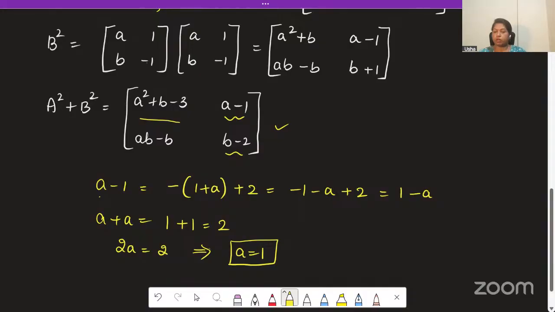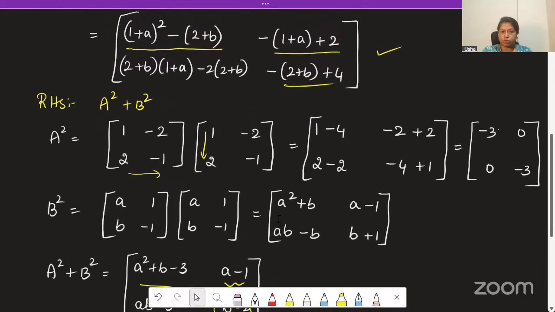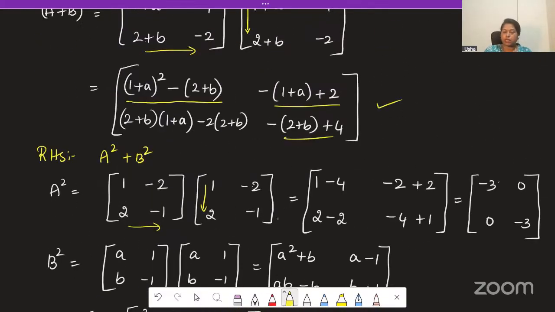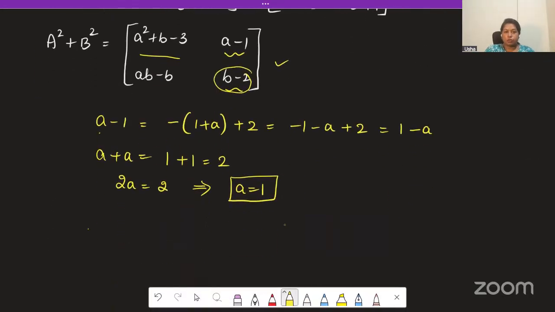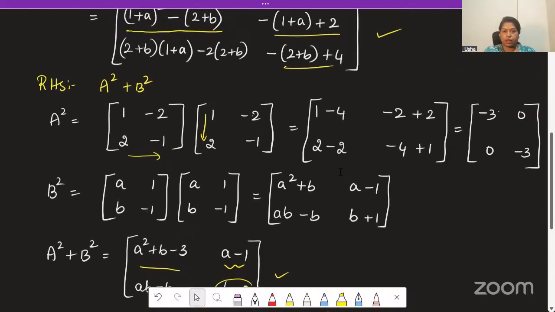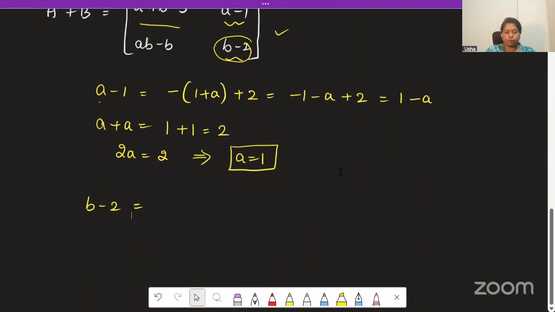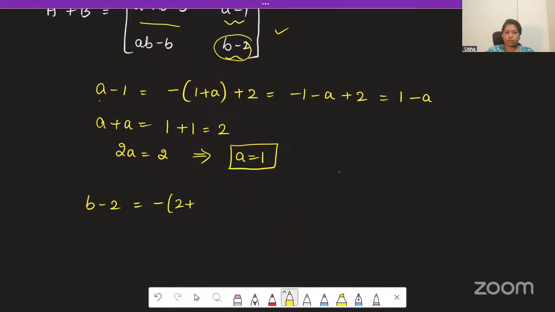Okay, so we got the value of a. Next, to get the value of b, we will equate the second row, second column element with this second row, second column element. So we have b minus 2 is equal to minus 2 plus b plus 4. Now I'll simplify this: minus 2 minus b plus 4. 4 minus 2 is 2 minus b.